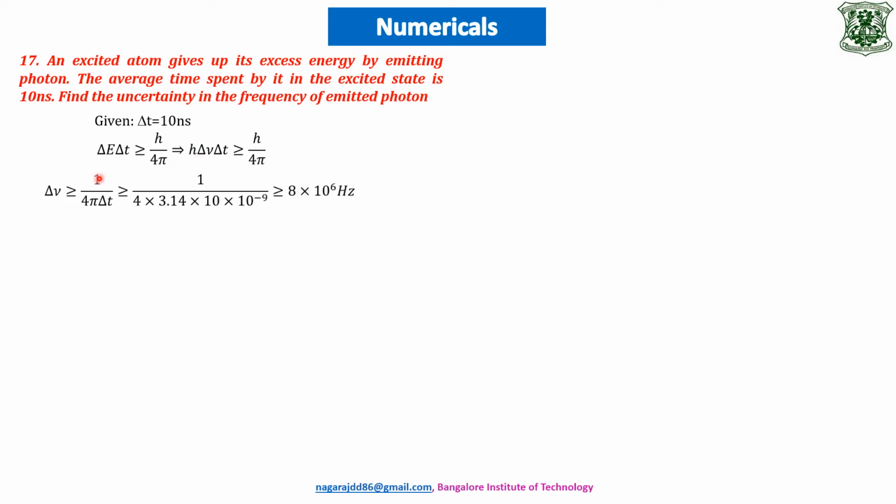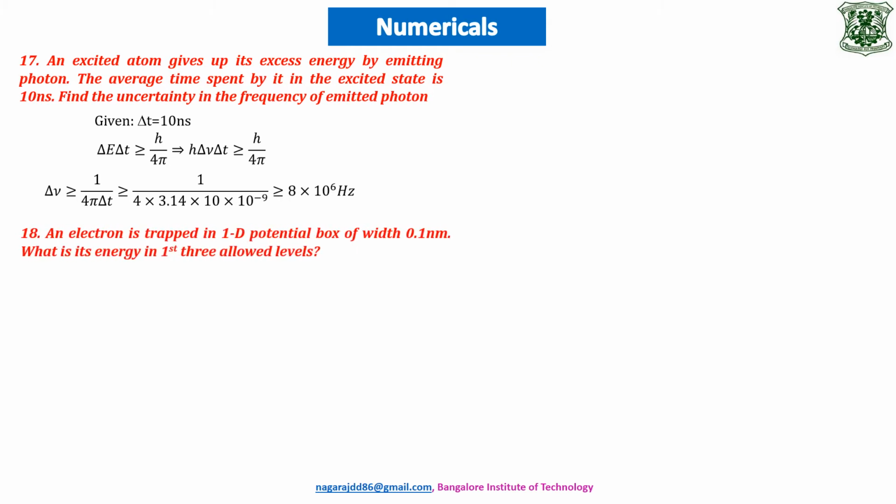Delta nu greater than or equal to 1 by 4 pi delta t, that is 1 by 4 pi times 10 nanosecond. Simplify, you get the answer, that is 8 into 10 power 6 hertz. This is the uncertainty in the frequency. Now comes the question on particle in one-dimensional box.